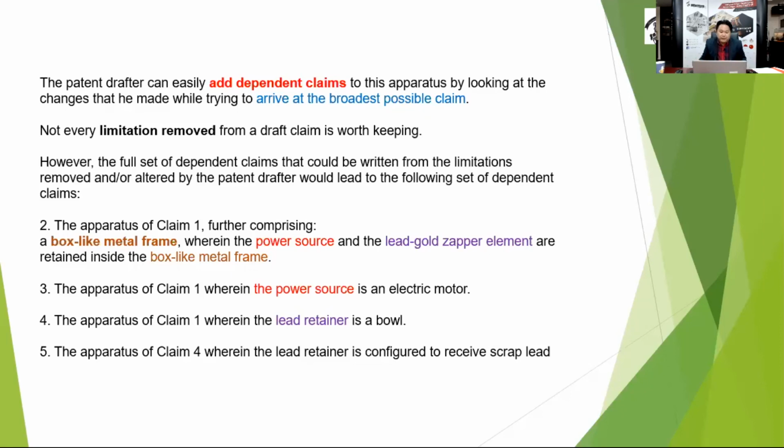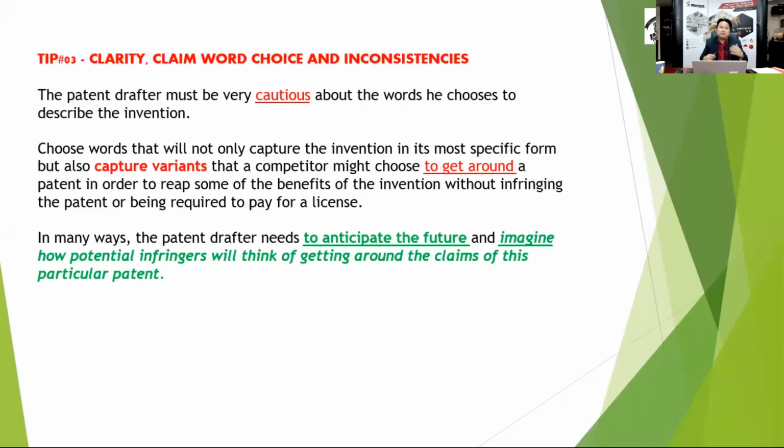And the fifth claim will be a dependent claim of number 4, wherein the lead retainer is configured to receive scrap lead. Yeah, I can do that. I can say like that. So this is how we draft patent claims, ladies and gentlemen. You need to practice. Now tip number 3, I'll try to be fast. A patent drafter must be very conscious of the words that he chooses to describe the invention.